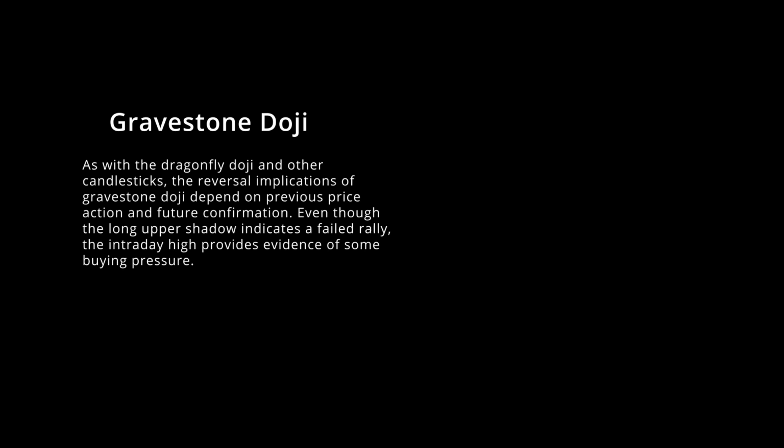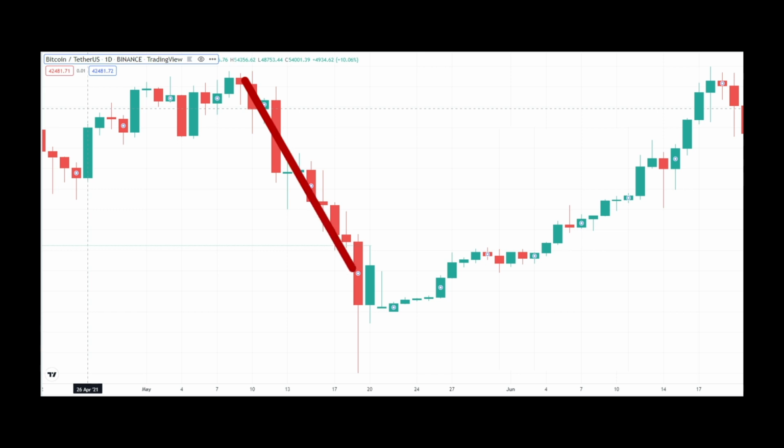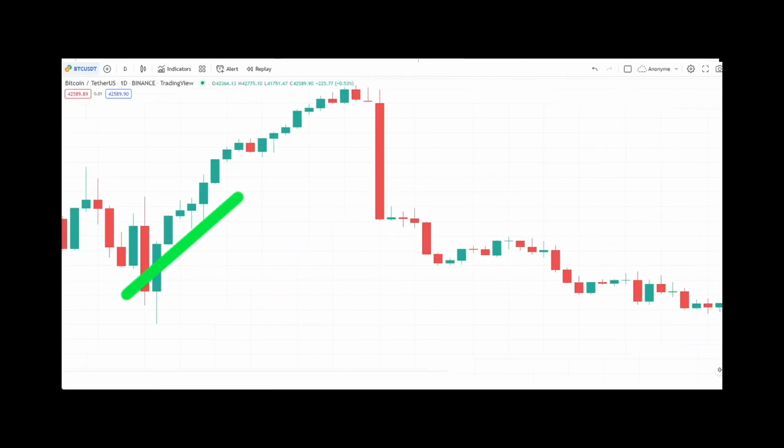low. And as with the Dragonfly Doji and other candlesticks, the reversal implication of the Gravestone Doji depends on previous price action and future confirmation. Even though the long upper shadow indicates a failed rally, the intraday high provides evidence of some buying pressure. So, after a long downtrend, or a long red candle, or at support, focus turns to the evidence of buying pressure and a potential bullish reversal. And after a long uptrend, a long green candlestick, or at resistance, focus turns to the failed rally and a potential bearish reversal. So bearish and bullish confirmation is required for both situations.